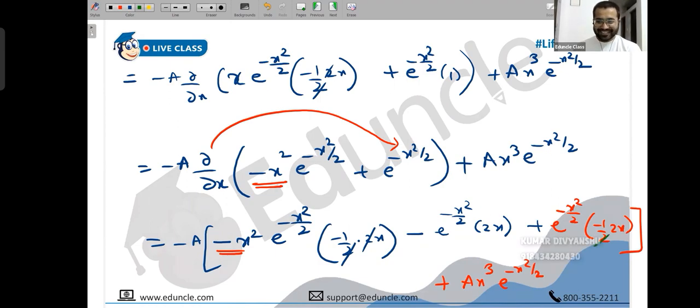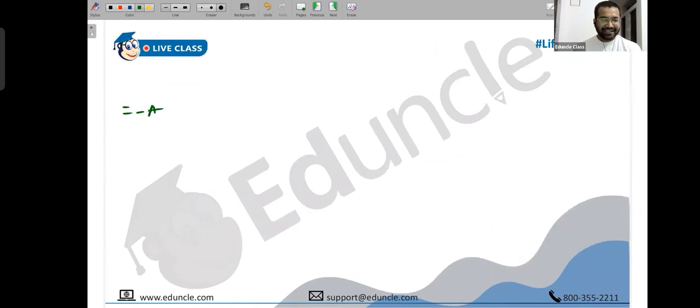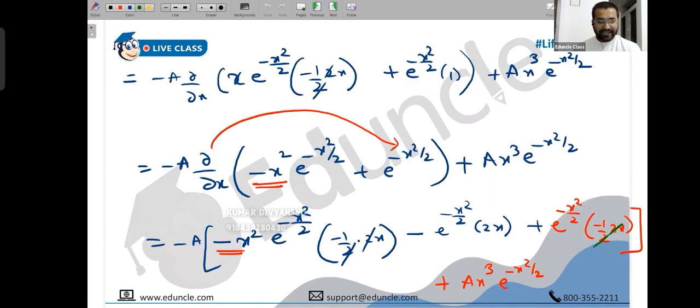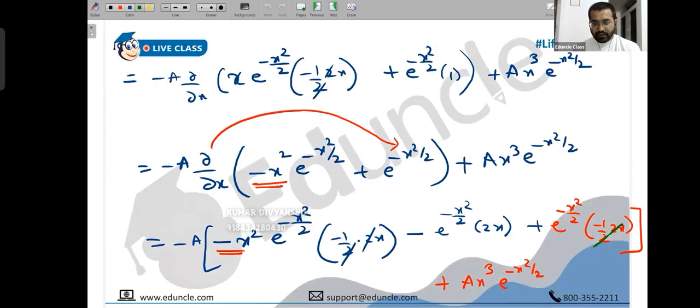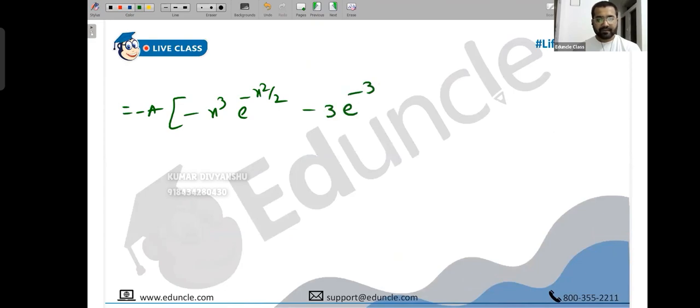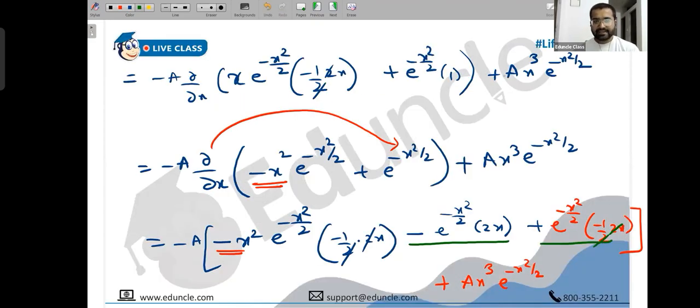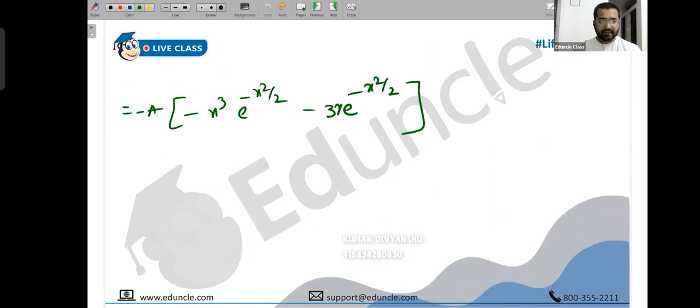Proceeding ahead. So 2 gets cancelled. What do we have? Minus a into minus x cube e raised to minus x squared by 2, minus x cube e raised to minus x squared by 2. Have a look: 2x e raised to minus x squared by 2, x e raised to minus x squared by 2. You have got minus 2x and minus x, so we have got minus 3x. Tell me if you have any questions.